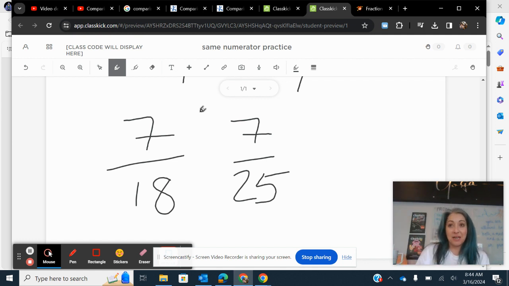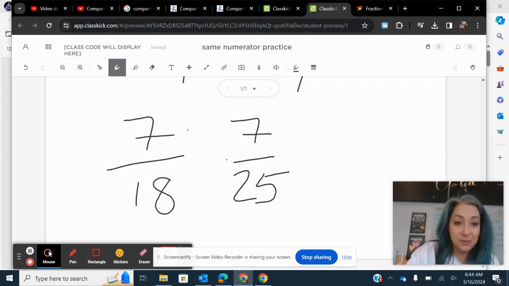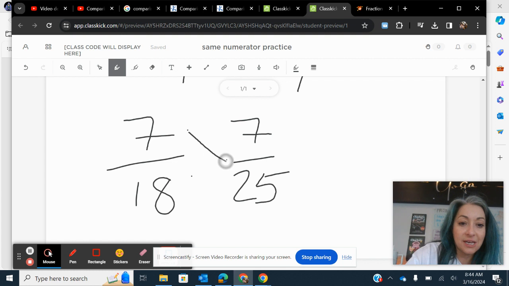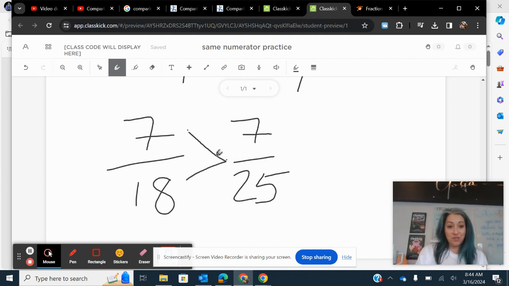Think about which one is the smaller fraction. Remember, same numerator, larger denominator, smaller fraction. So this one is going to be the smaller fraction, so it gets 1 dot. This one gets 2 dots because it's the larger fraction. And then you just connect the dots. So you would read this as 7/18 is larger, or greater than, 7/25. And that's it. That's all you have to do when you're comparing fractions with the same numerator.